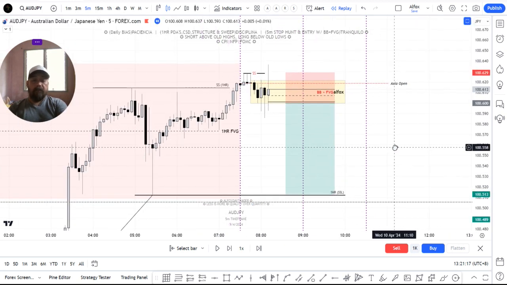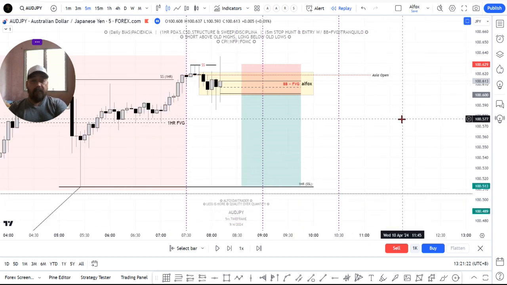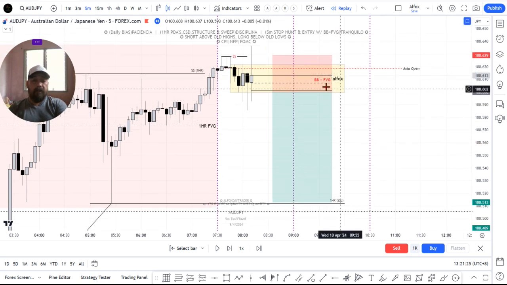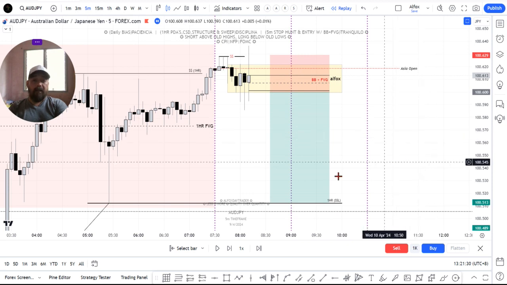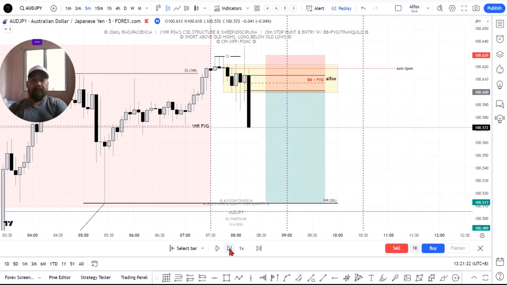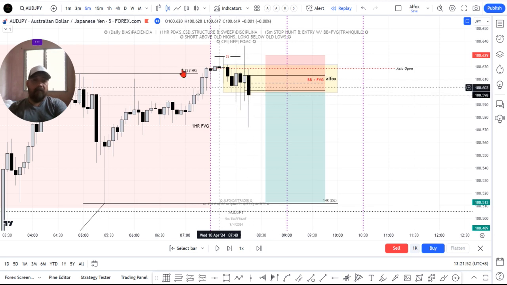Okay, so now I was waiting for my entry, which is we need our FVG to be formed, which is aligned with our breaker block. But then, as you can see, price broke our breaker block, but still we don't have our FVG. And I noticed that we have lots of long wicks here. So I'm thinking that it's hard for us to find our FVG.